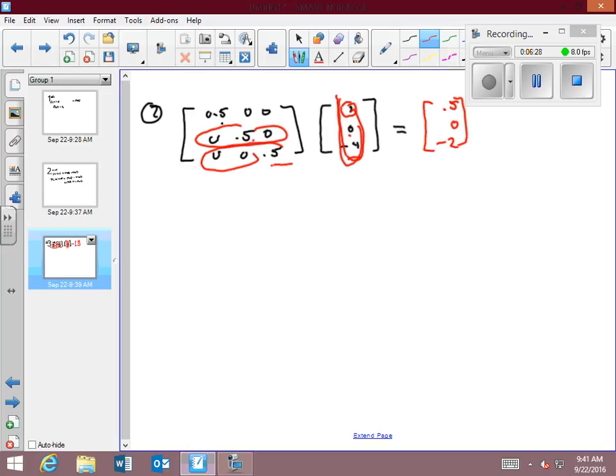So that transformation is taking the vector 1, 0, minus 4 into 0.5, 0, minus 2. And this A is the transformation matrix. So what you're getting is T of that U vector, and that T of U is this right over here.